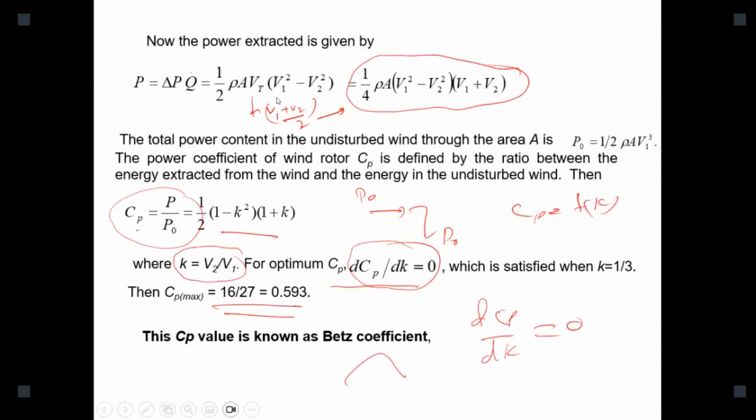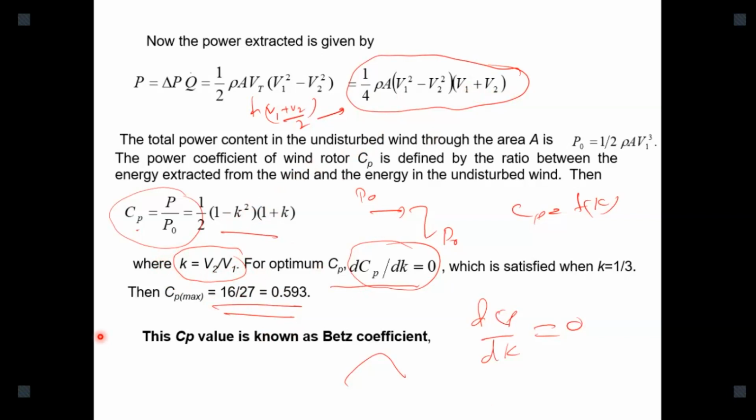Now VT can be substituted by this equation. VT can be substituted by the mean value of upstream and downstream. Then we can write this equation here. Now, if we define the ratio of the upstream and downstream, K can be defined here. Now, we are calling this the Betz limit. Keep in mind, you should be able to derive the Betz limit very clearly.